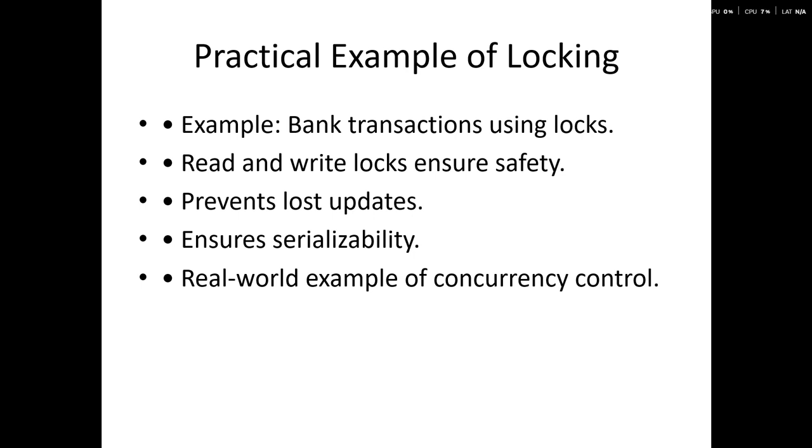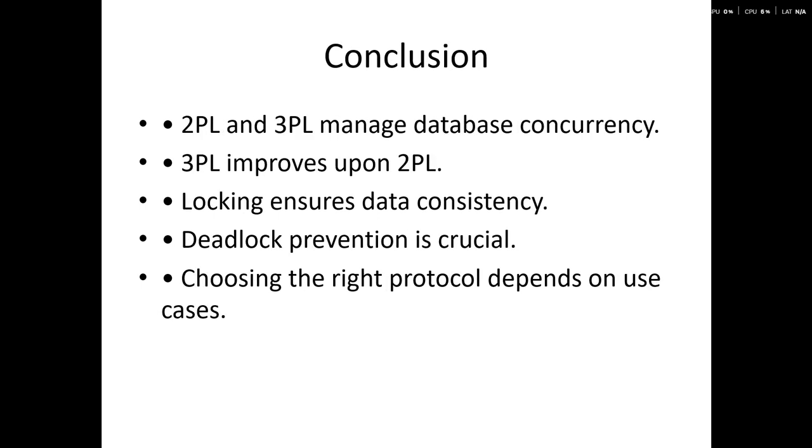Practical example of locking. Example: bank transactions using locks. Read and write locks ensure safety, prevent lost updates, and ensure serializability. This is a real-world example of concurrency control. Read and write locks ensure safety and prevent lost updates, as in the example of bank transactions using locks.